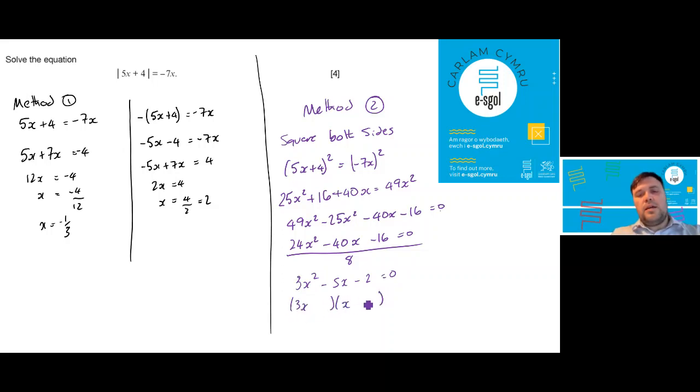3x and x. One positive, one negative, so it's going to have to be a 2 there and a 1 there. I want that to be a minus and that to be a plus. So when we then put 3x plus 1 equals 0, 3x equals minus 1, x equals minus a third. x minus 2 is equal to 0, x is equal to 2, which is exactly the same answers we got on the left-hand side. So from now on, I will be using method 2, which is the idea of squaring both sides.